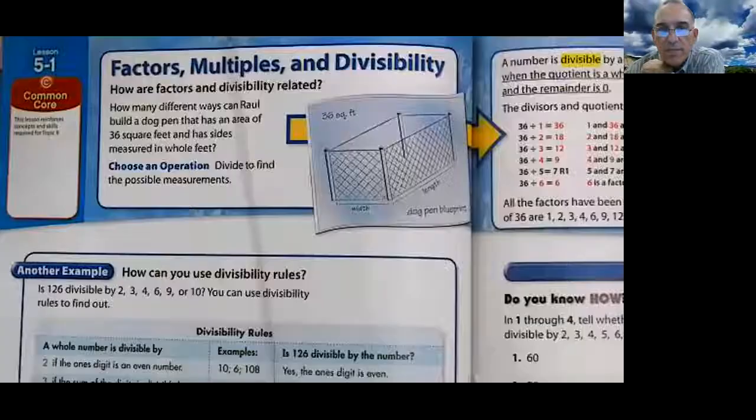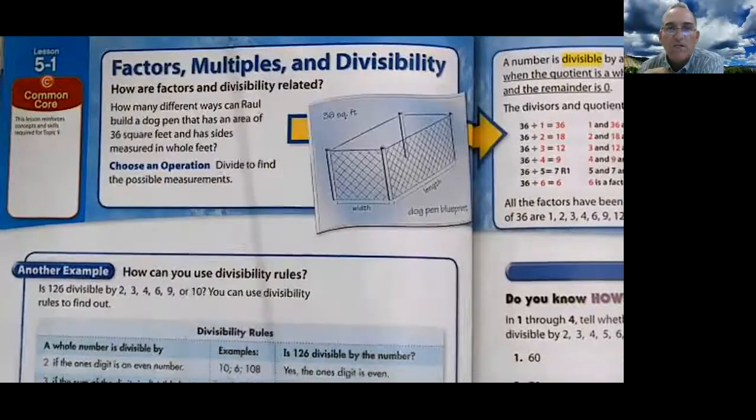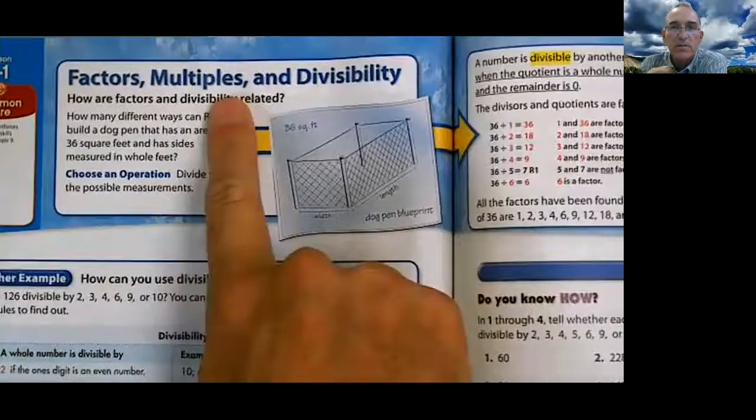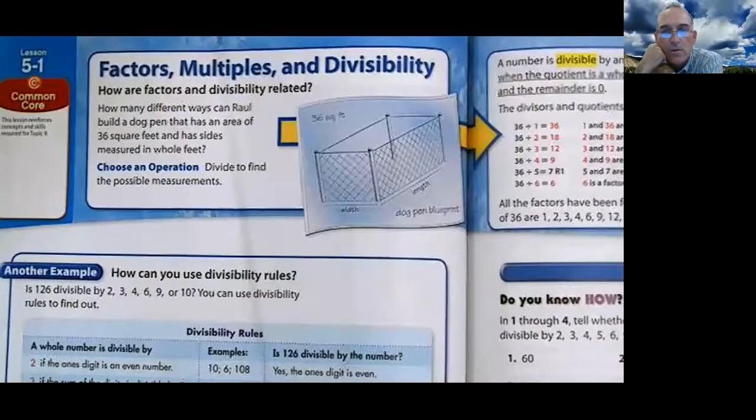Topic 5, Lesson 1. This is on page 120. Allow me to share my screen with you. It looks like this. Factors, multiples, and divisibility, okay?